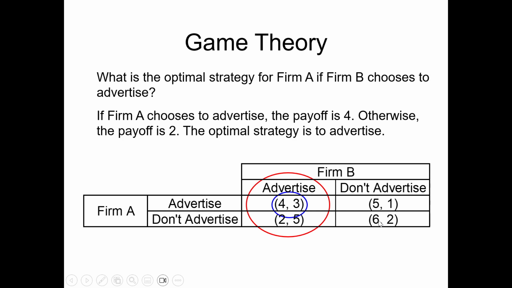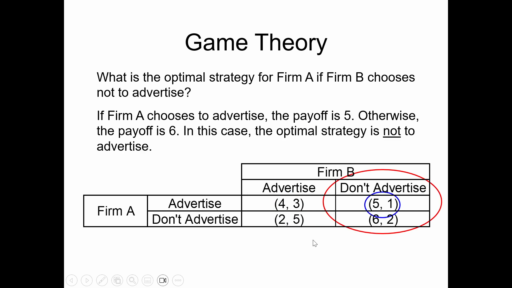That makes a change. What happens here? Just see. What is the optimal strategy of firm A if firm B chooses to advertise? If firm A chooses to advertise, the payoff is 4. Otherwise, the payoff is 2. So the optimal strategy is to advertise, as before. What is the optimal strategy of firm A if firm B chooses not to advertise? That means A is advertising and B is not advertising here. If A chooses to advertise, the payoff is 5. Otherwise, the payoff is 6. In this case, the optimal strategy is not to advertise.